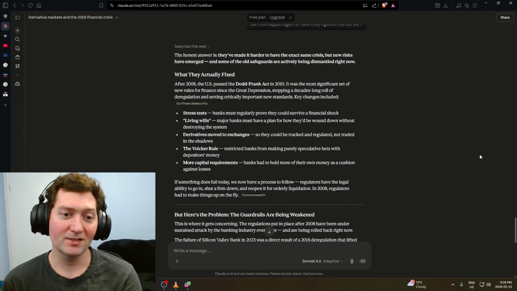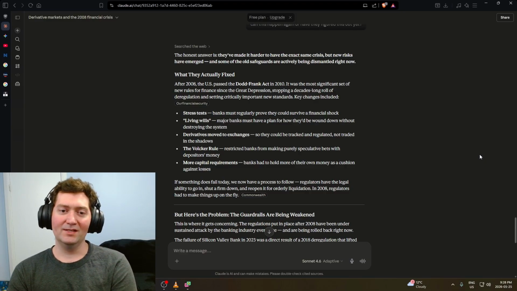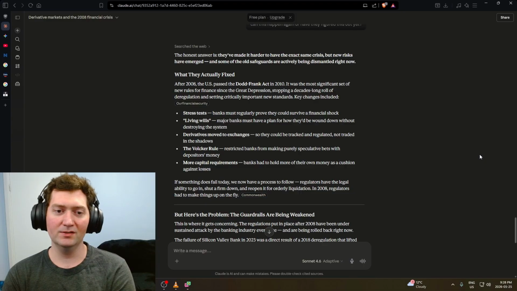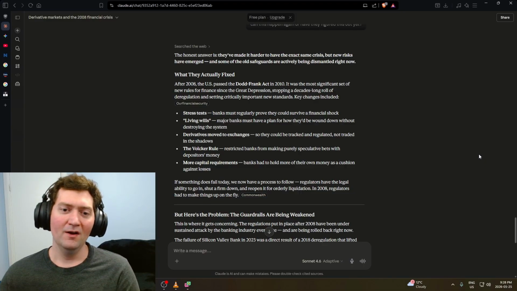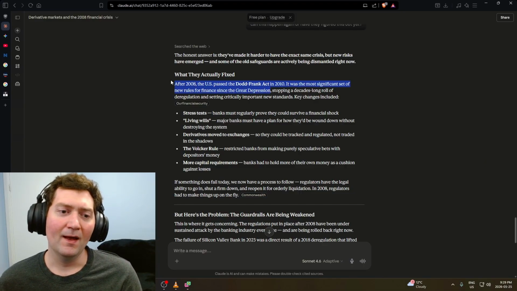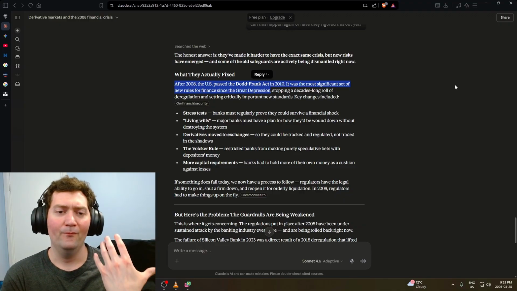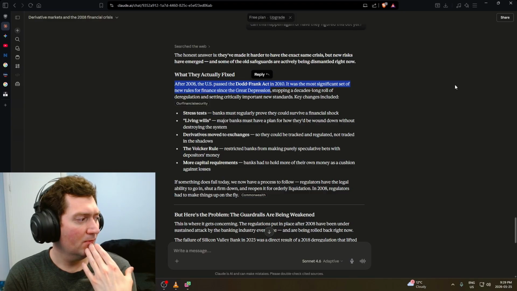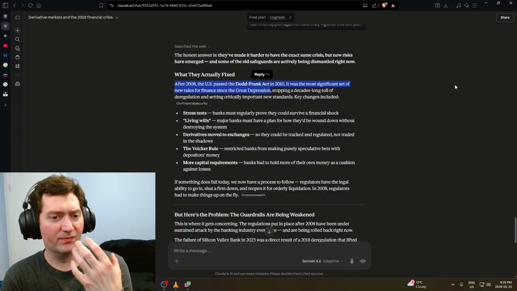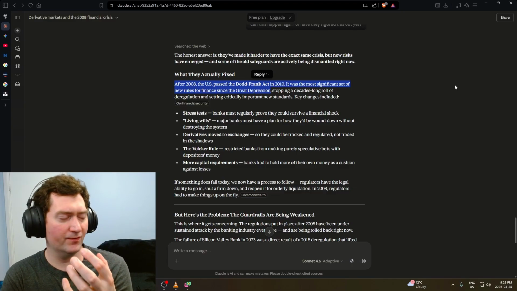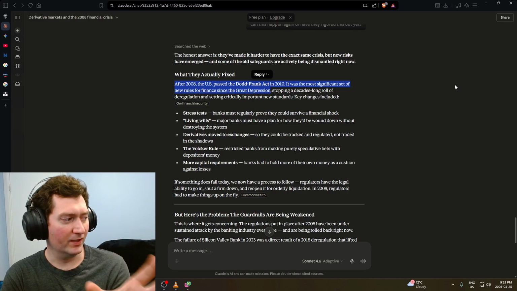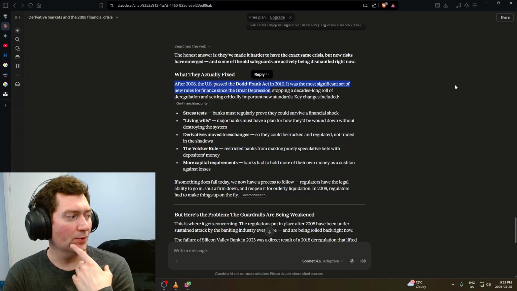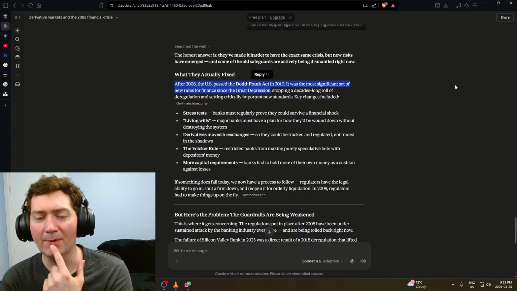What they actually fixed. After 2008, the US passed the Dodd-Frank Act in 2010. It was the most significant set of new rules for finance since the Great Depression. From my understanding, they just pass the risk off to other institutions. Like, they set rules for specific banks or something, and the banks just pass it off to other corporations. I don't know. Here we go.